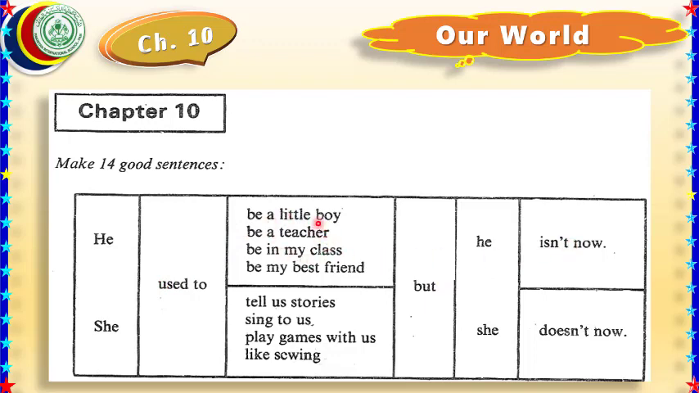With all these phrases, you will use he and you will use isn't now. You will not use she or doesn't now with these phrases. You will start from here and move down, up. If you want to go, start from she, move up, down, down.